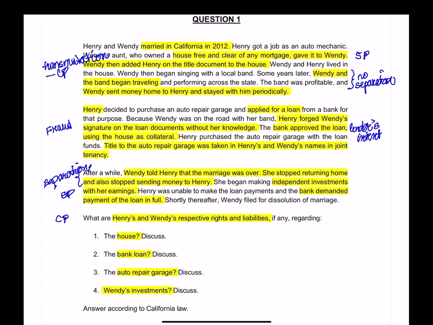The auto repair garage. She's a 50% owner in that auto repair garage because it was acquired during marriage, and also because title was taken in both of their names as joint tenants. The investments are pretty straightforward. They were after legal permanent separation. They're Wendy's separate property. As always on the California bar, that's a lot of issues to write up. And I think the trickiest issue here was trying to fashion relief by the court for the fiduciary breach of trust that the husband perpetrated here.